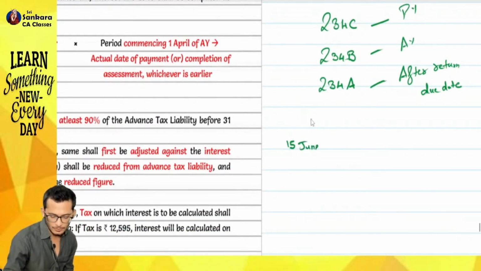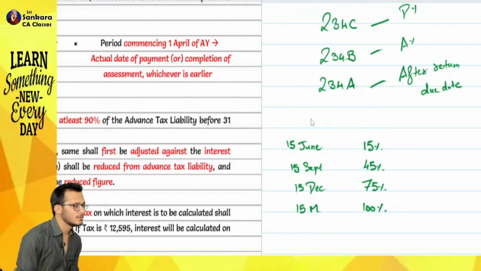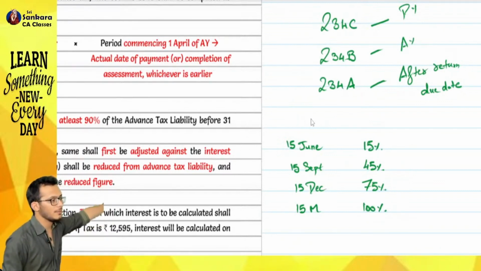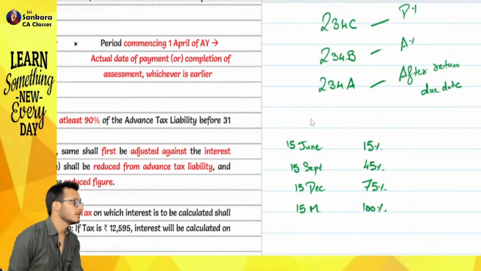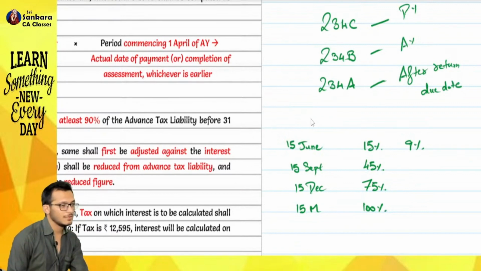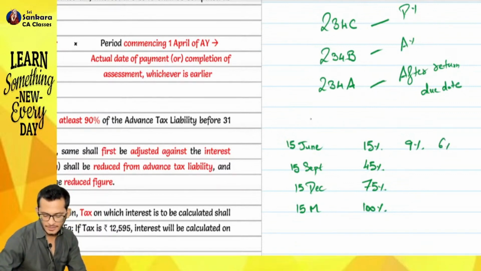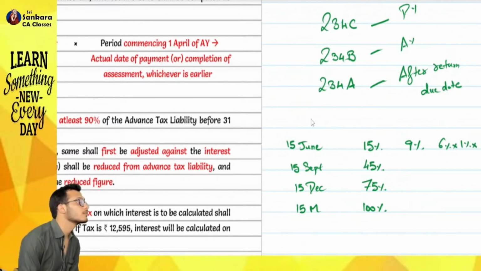15th June. Tell me quickly. This is what I asked you to pay. They are saying, boss, if you did not remit 15%, I will charge 1% on the shortfall. Let's say I paid only 9%. The balance is 6%. 6% into 1% into... why?